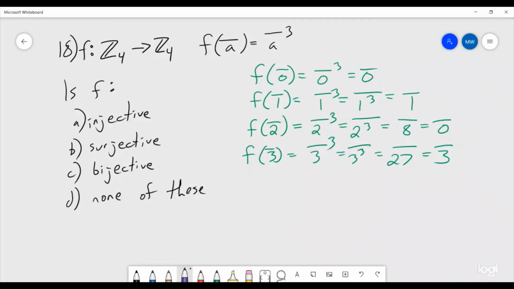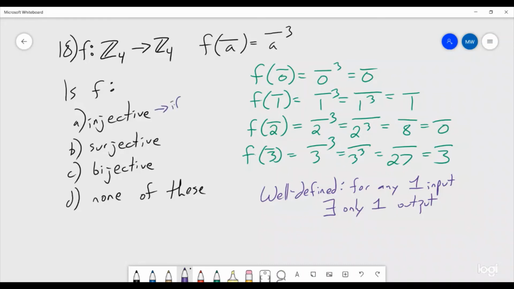So that is well-defined. What you just described is well-defined. Well-defined is where for any one input, there exists only one output. So what you just described was well-definedness. Injective is if f of a equals f of b, then a equals b.